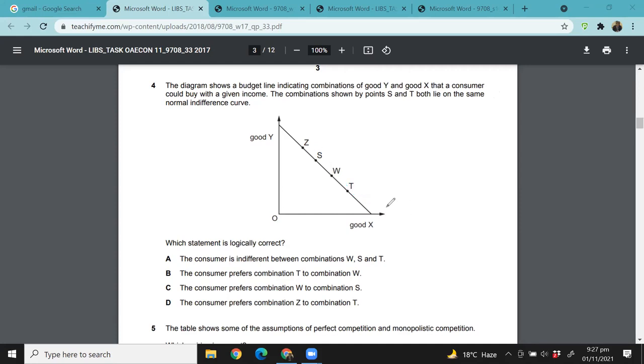So if there's an indifference curve where both S and T lie on the same curve, then there would be other indifference curves higher than this. We know indifference curves are parallel like this. So these are all the possible indifference curves, and the indifference should lie on the budget line. It should be A, right? The consumer is indifferent between combinations W, S, and T.